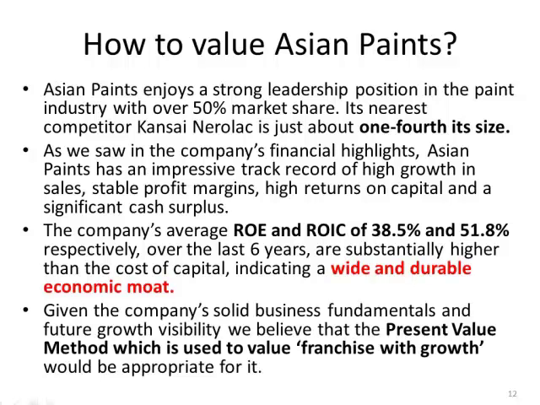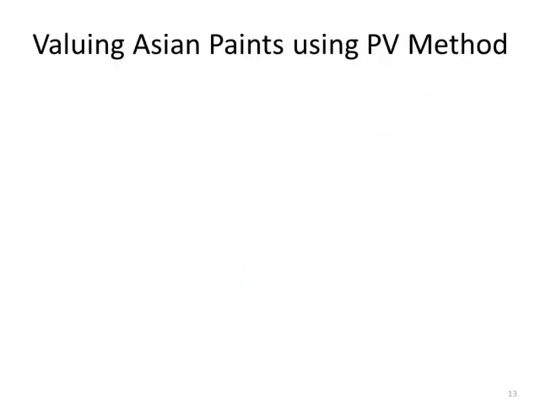So given the company's solid business fundamentals and future growth visibility, we believe that the present value method, which is used to value a franchise with growth, would be most appropriate. And this is the valuation method that gives you the highest value for a company, right? Because it takes into account that we have an economic moat, and also that we expect earnings to grow considerably over time. So the method we use is the franchise with growth method. Valuing Asian Paints using the PV method.